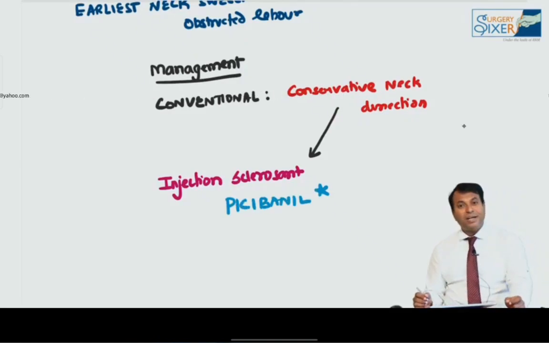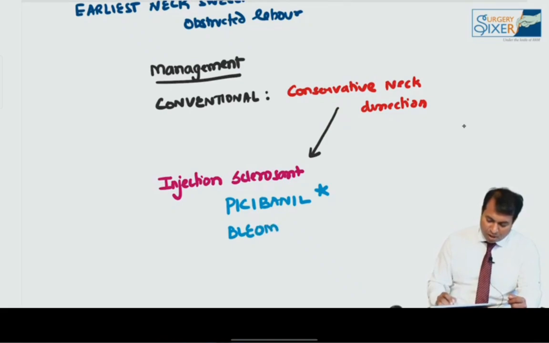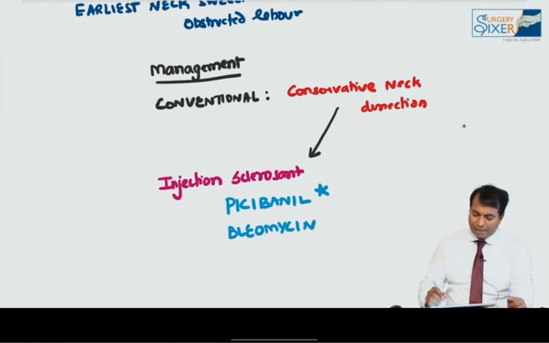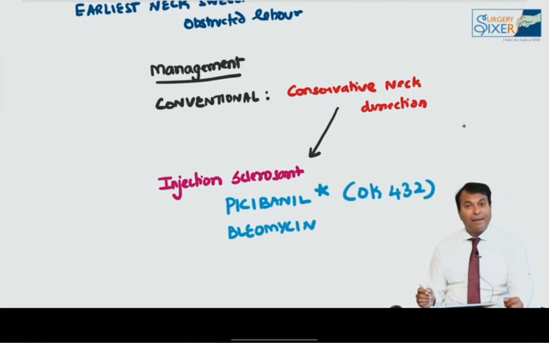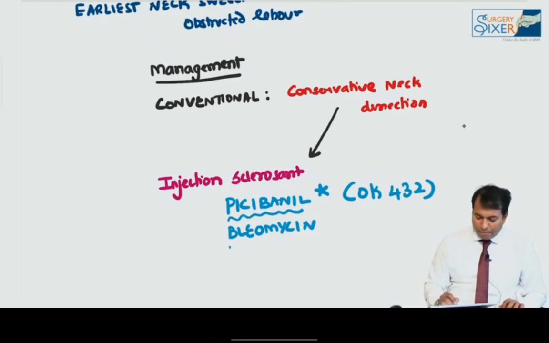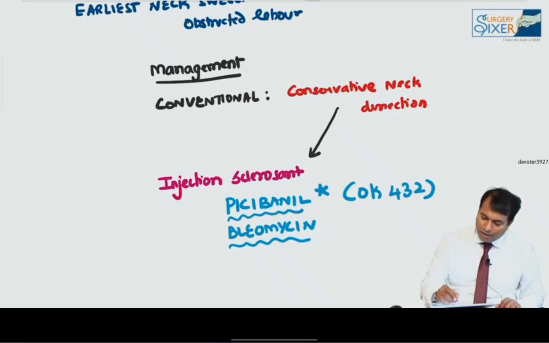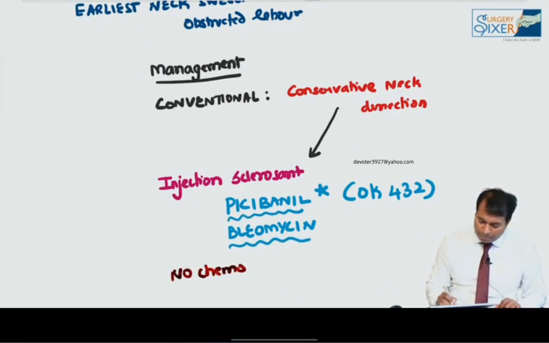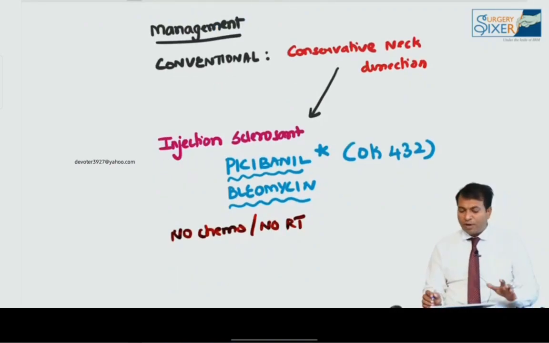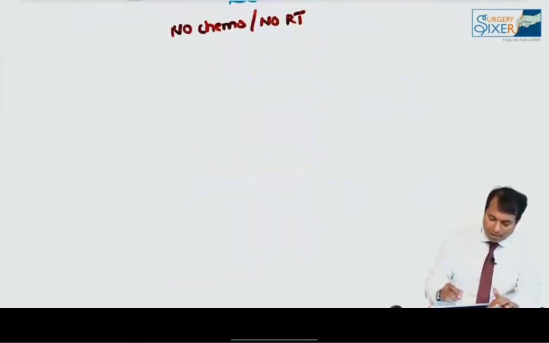Picibanil is the latest sclerosant used for cystic hygroma, and another therapy which can be given is bleomycin injection. Bleomycin or Picibanil. Picibanil's original name was OK432. Now it is known as Picibanil and approved. There is no use of radiotherapy or chemotherapy in this case. If you remove it incompletely, it can recur. You should either remove it completely or go with injection sclerosant management. Cystic hygroma, please don't forget the word Picibanil.